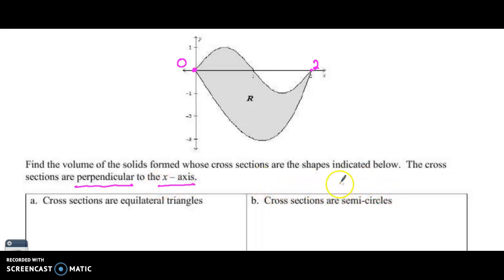I just don't like how on part B he doesn't mention the cross sections are semicircles, where the diameter is in the region. Again, directions on an AP test will clearly state that, whereas this one, it looks like he just assumes that you understand.